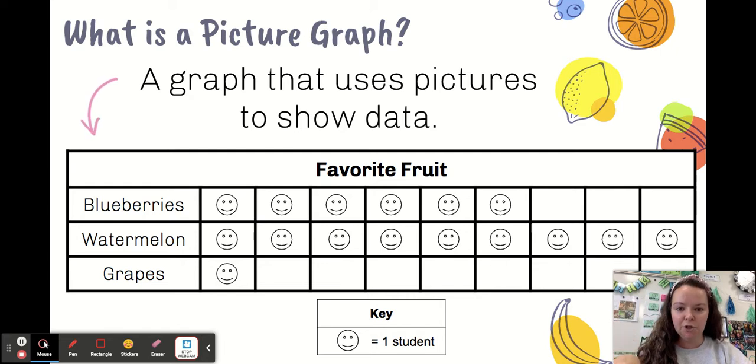So here we see a picture graph, and they have the title of the graph called favorite fruit. They have the different categories of fruit: blueberries, watermelon, and grapes. And then they have the little smiley faces to show how many votes. Now, on a tally chart, we use tally marks. Here we're using pictures. So they even have a little thing down here called a key that says if there's one smiley face, that means that's one student's vote. So that means that there's this many students who picked blueberries, this many who picked watermelon, this many who picked grapes.